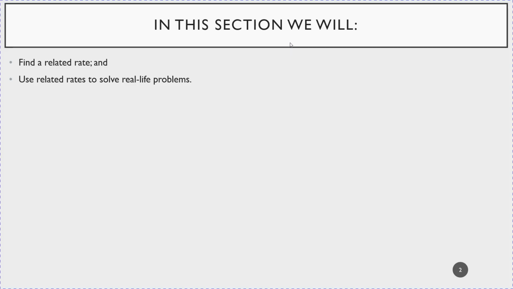In this section, here's what we're going to do. The first thing we're going to do is talk about how you find a related rate. And then we're going to use related rates to solve real world problems. I have 3 or 4 examples picked out here that we'll work through.